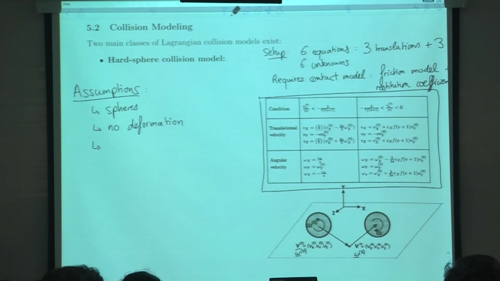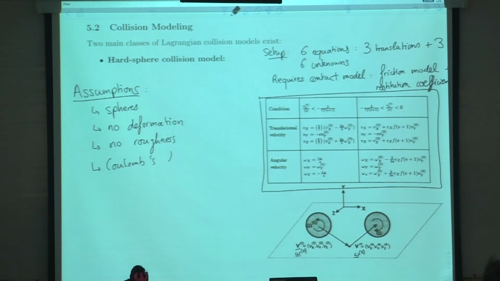Because we're assuming spheres without deformations, that means that we're assuming no roughness, or at least no roughness on the reference scale that cannot be modeled beyond just a Coulomb friction law or restitution coefficient. So there's no roughness here. What's written here is based on the Coulomb friction law, which essentially is a statement that you'll first slide. Once you stop sliding, you rotate.